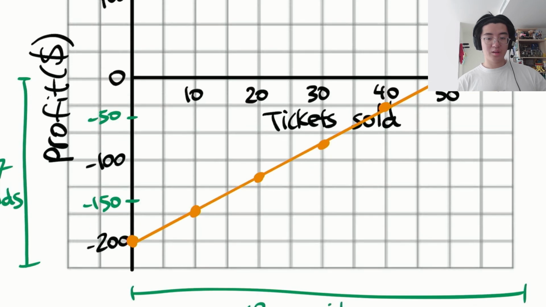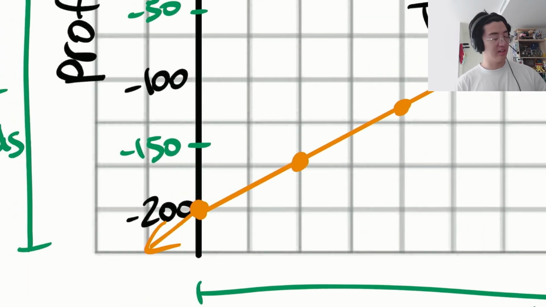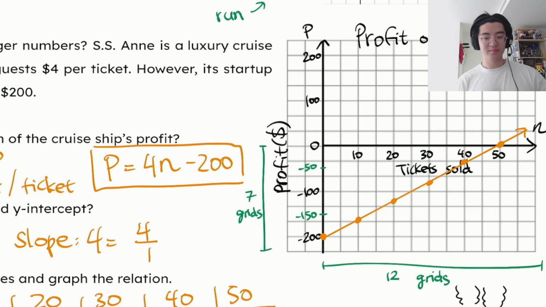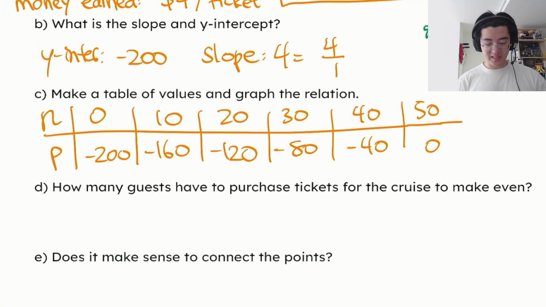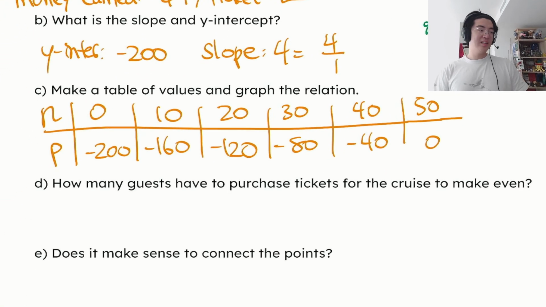We don't do an arrow on the other side here. We don't do an arrow here, because again, we cannot go into negatives. We cannot sell negative tickets, so we have to start at 0. Okay, and then from here, how many guests have to purchase the tickets for it to break even? Essentially, how many guests do we need so that the profit is 0?